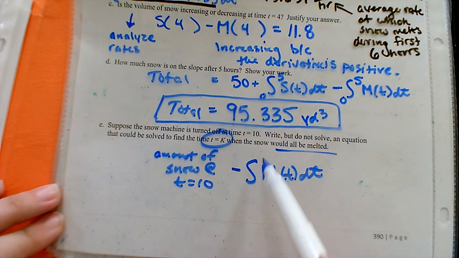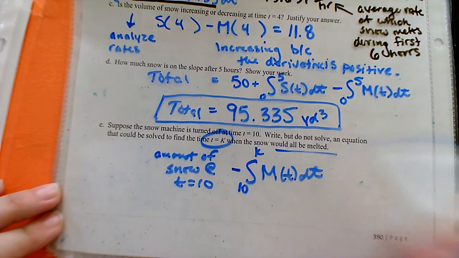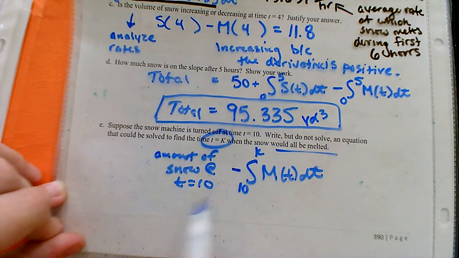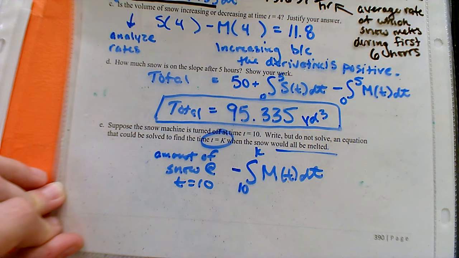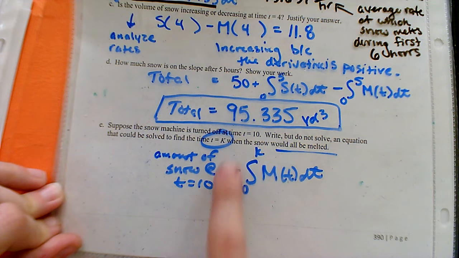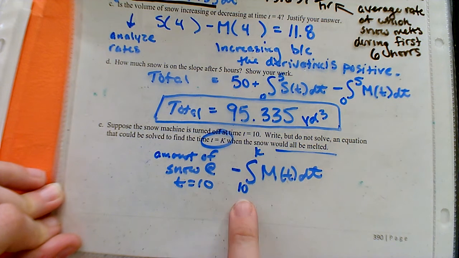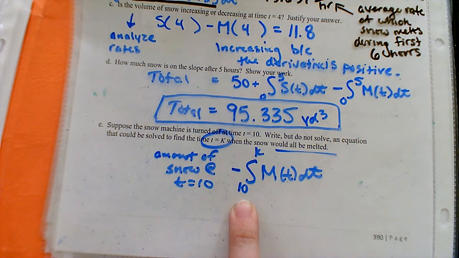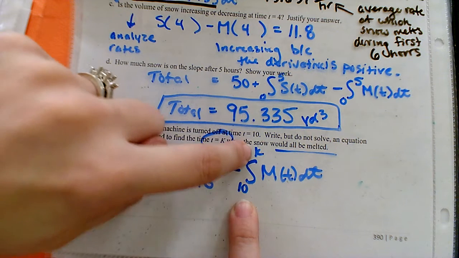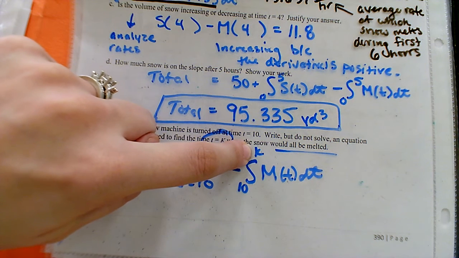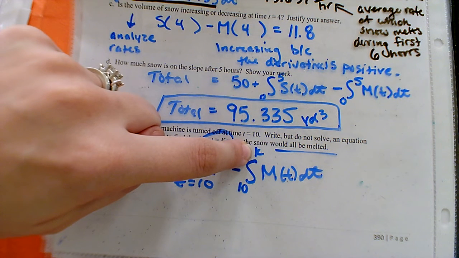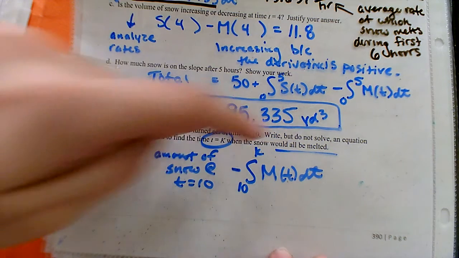What time are we starting with, and what time do we want to end with? Yeah, 10 to K. Perfect. Okay, so we have some specific amount of snow at time 10, and then at that moment we shut the snow machine off, but snow continues to melt after that. So we're going to start at that time 10 where we shut the machine off, but we don't really know what time the snow is going to stop melting, meaning we don't have any snow left.